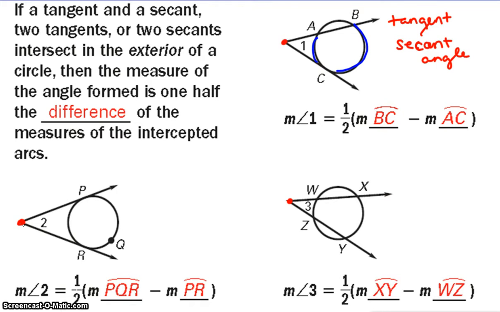Notice that when I have two tangents outside, I would take the big arc, PQR, and subtract from the little arc, PR, and divide by 2. And the same applies for the two secants. You take the big arc, XY, minus WZ, the little arc, and divide by 2. So this is 2 secants.